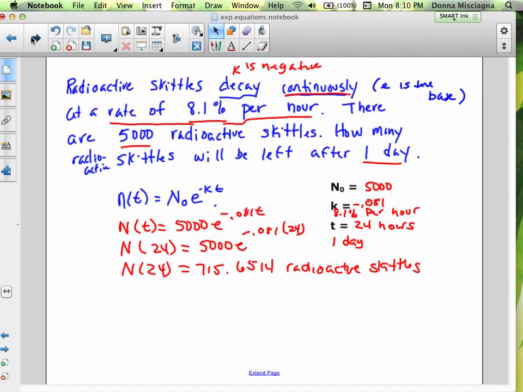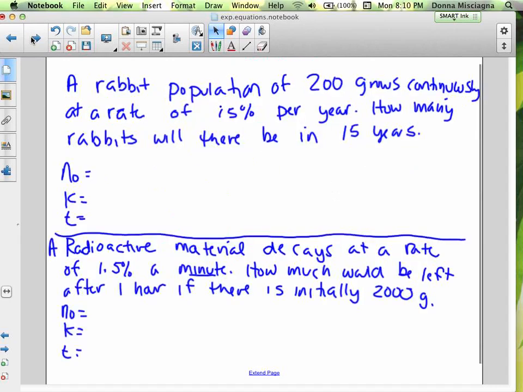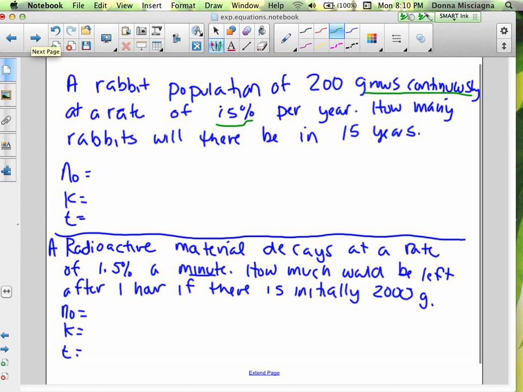All right, let's solve a couple more problems, or evaluate a couple more problems. And these are also in that addendum. A rabbit population of 200 grows continuously at a rate of 15% per year. All right, as soon as we see grows continuously, the continuously part means e is the base, and growth means this is going to be a positive number, and this is per year. How many rabbits will there be in 15 years? No problem with time here, right? They're in the same unit. Our starting amount is 200 little bunnies.